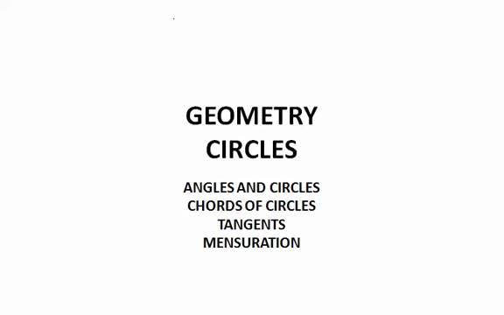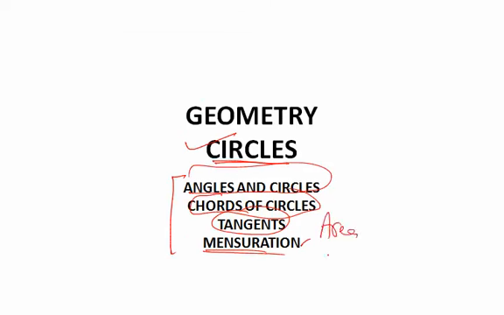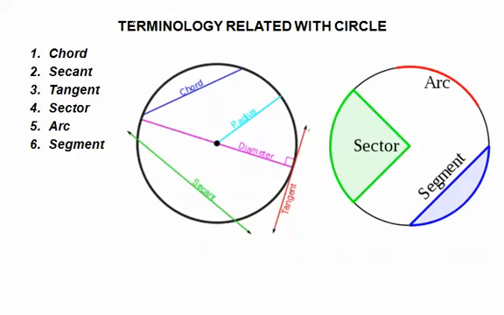In today's lecture, we will discuss the topic on circles. In this lecture, we will include these four topics: angles and circles, chords of circles, tangents of circles, and the last, mensuration of circles, that is area and perimeter part of the circles. Before going into the lecture, let's understand certain basic terms related with the circle.